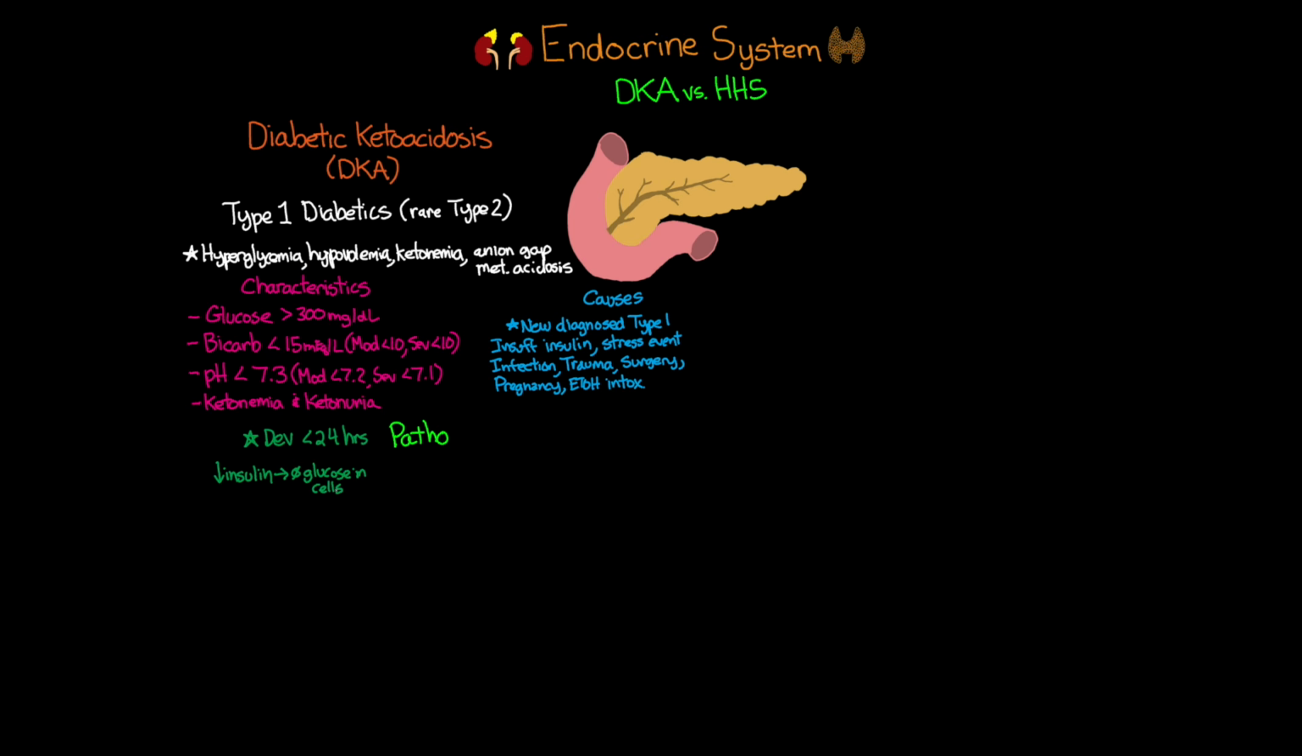And as a result of this, we're going to see a couple things happen. We're going to see an increase in our fatty acid metabolism. And as a result of this, this is where we're going to see our ketones. We're also going to see an increase in our liver gluconeogenesis. And this is where we're going to get glucose from our proteins and amino acids.